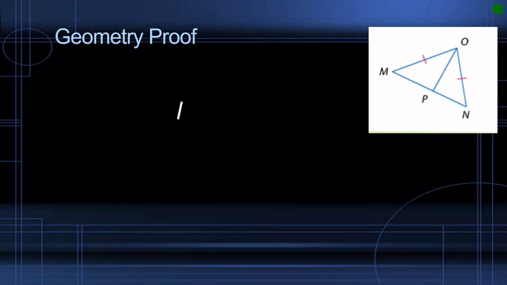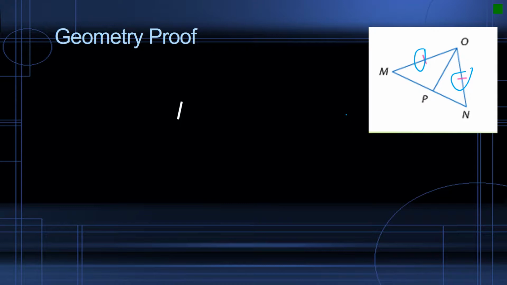Well, okay, let's turn our attention in this world of indirect proofs to geometry proof. Before we begin, let's look here. We've got two triangles over here. Just by looking at that, we know that sides MO and ON are congruent. And then that would mean that angle OMN is congruent to angle ONM.